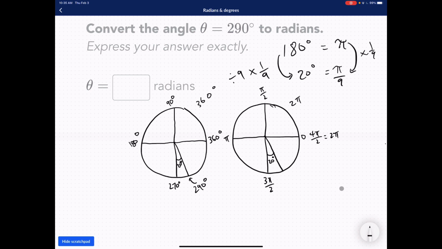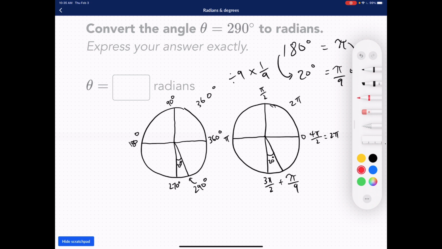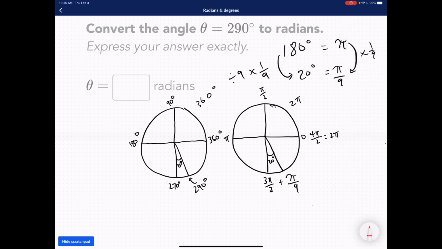So then what we need to do is we just go over here. 20 degrees is pi over 9. So we just go 3 pi over 2 plus pi over 9. In order for us to do that, we have to get the denominators the same. So the common denominator is 18. So we're going to multiply the top and the bottom by 9 and multiply the denominator and the numerator by 2.